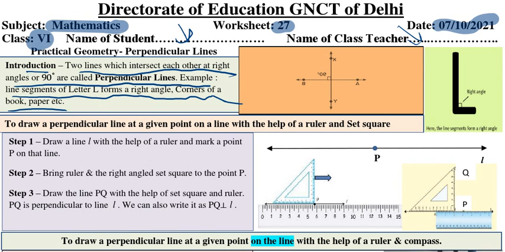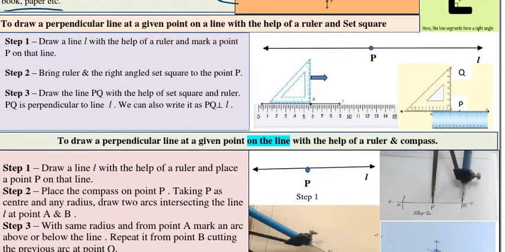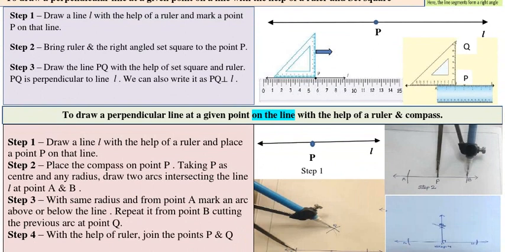Now we study how to draw perpendicular lines. To draw a perpendicular line at a given point on a line with the help of a ruler and set square, you can see we are going to draw a perpendicular line through the ruler and the set square. We have studied these in the previous videos.